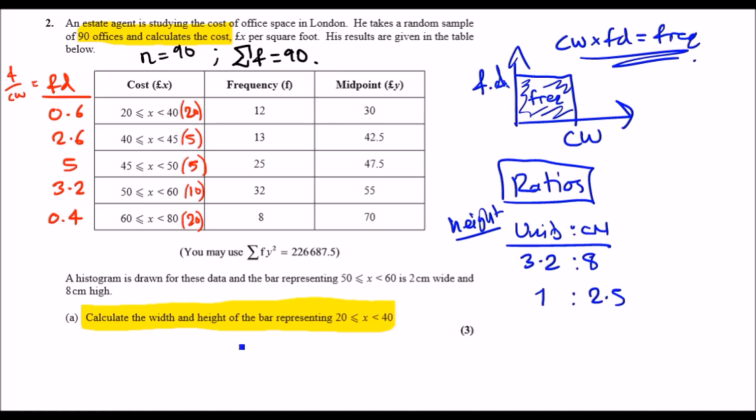Meaning, if we're going to calculate now the 20 to 40 region, which is 0.6, so that means 0.6 units, times that by 0.6, and you should get 1.5. Done. So 1.5 centimeters represents the height.